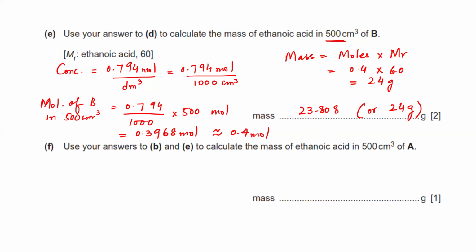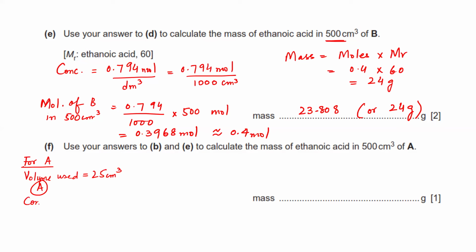Then it says use the answers to B and E to calculate the mass of ethanoic acid in 500 centimeter cube of A. So remember, for A, the volume used was, what was the volume used? So the volume used was 25 centimeter cube. Okay, so 25 centimeter cube.